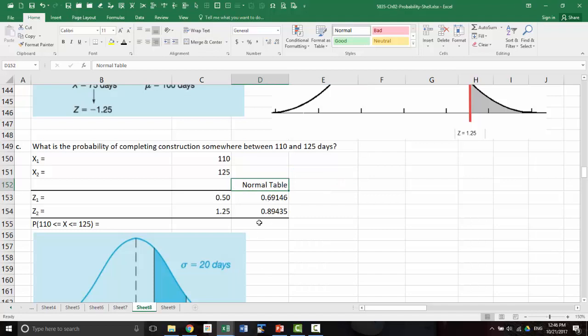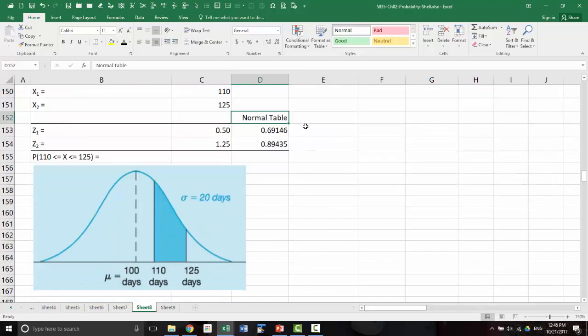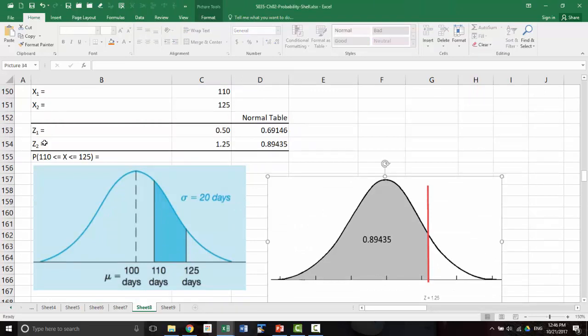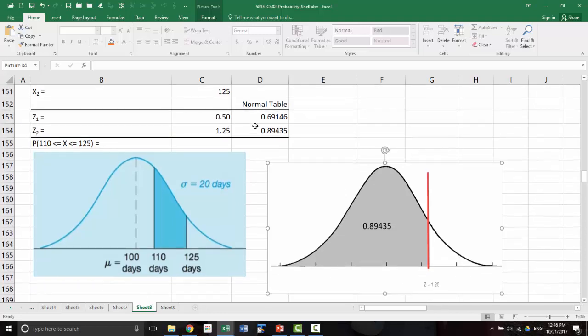So how do we then find this probability? And what are these? For z sub 2, 1.25, the probability that we got from the normal table is all of that. That includes that as well as this. That's what the table gives us. So we have to take the table values and do some adjustments to get what we want.